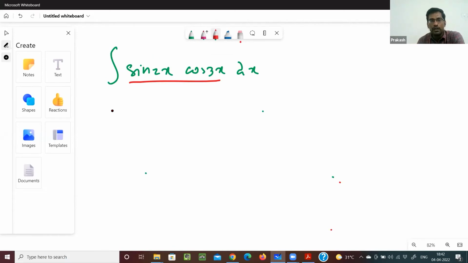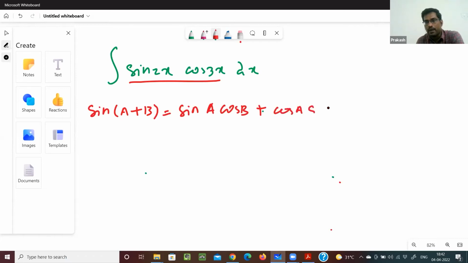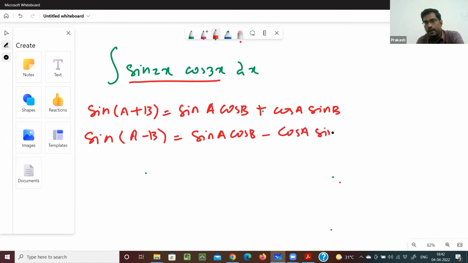So then what can we do? We know sin(a plus b) is nothing but sin a cos b plus cos a sin b. And the sin(a minus b) form we also know. So here sin a cos b minus cos a sin b. So this is one, and this is the second equation.